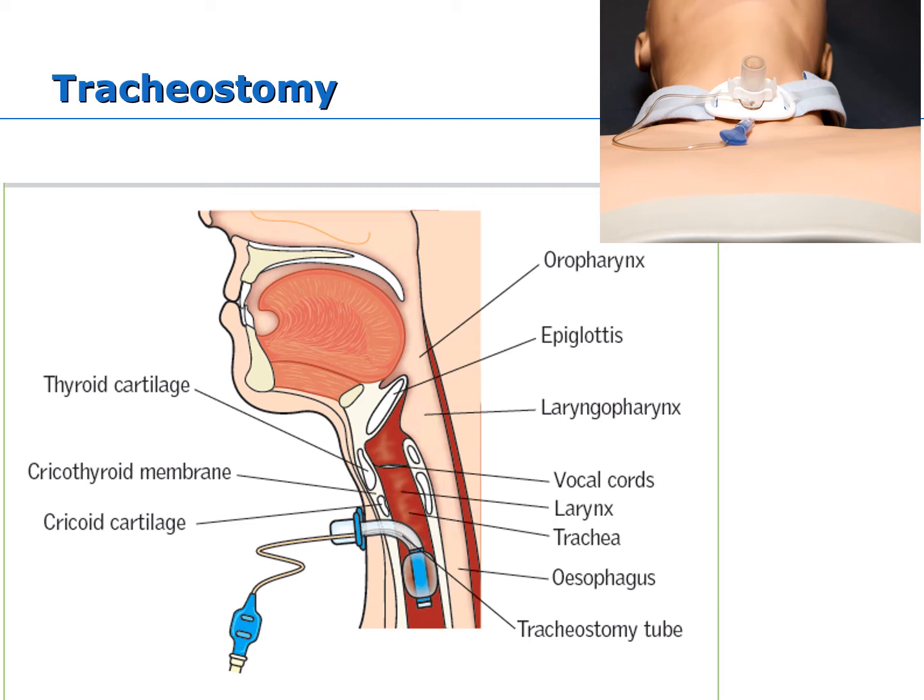It is a surgical procedure, but it can be done at the bedside in the ICU. An opening is made into the trachea, and then they put a tube into the trachea, and that's called the tracheostomy tube.